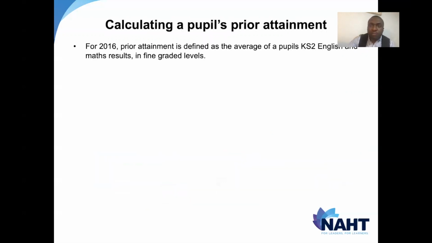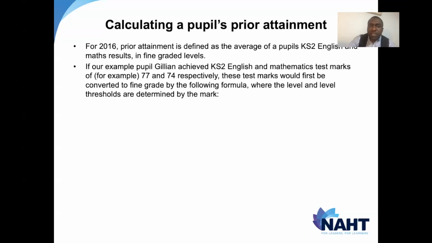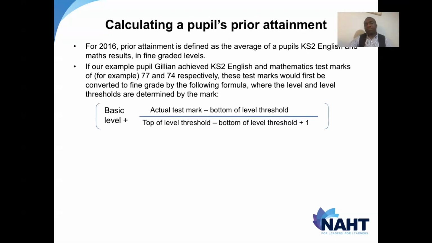Calculating pupils' prior attainment. For 2016, prior attainment is defined as what? Pupils' Key Stage 2 English and Maths results in fine grade levels. Now that's another formula. This is the basic level: actual test mark minus bottom level threshold, over top threshold level minus bottom level threshold, plus 1. These kinds of formulas are not really particular to parents. You don't need to worry so much about this.